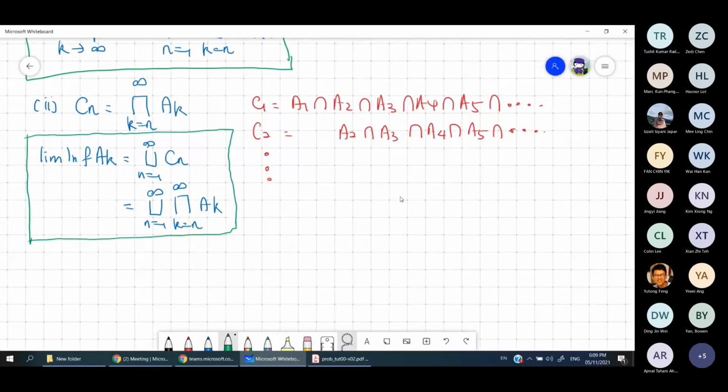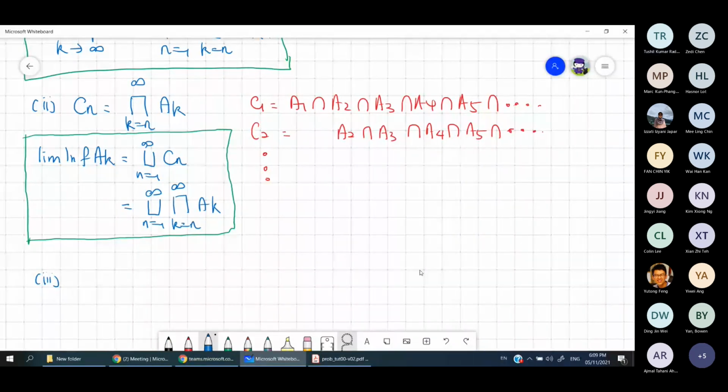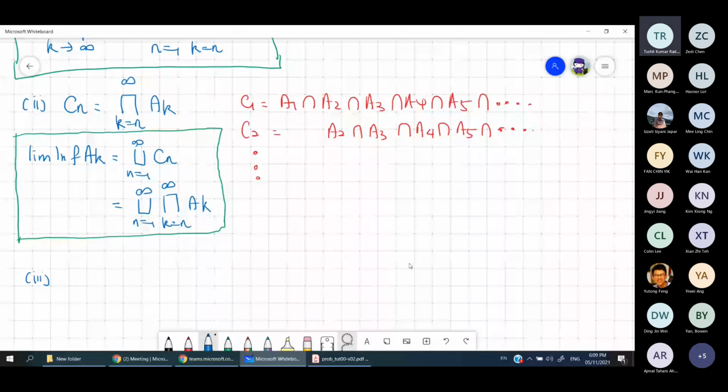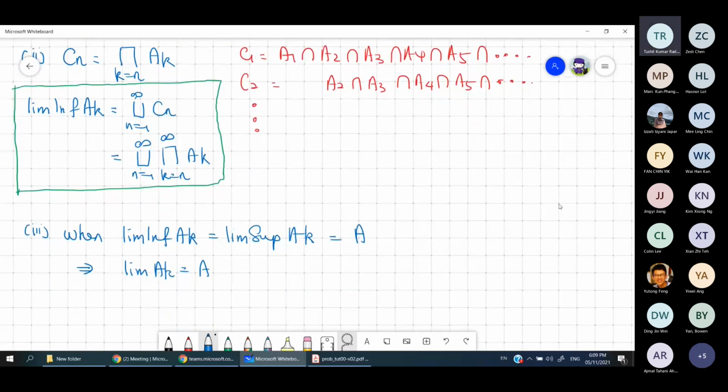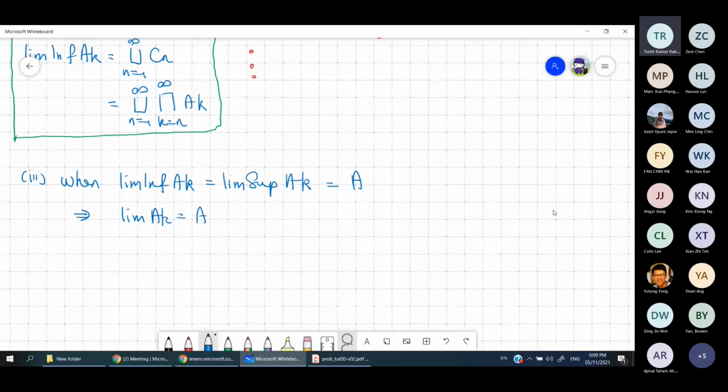Okay, and number three, we can use the limit infimum and limit supremum to define what is meant by the limit of a sequence. We say when the limit infimum of Ak is equal to the limit supremum of Ak, and this is equal to something, let's call it A, then we say that the limit of Ak is equal to A. If these two are not the same, we say the limit does not exist. So that's how we define the convergence of a sequence of sets, or the limit of a sequence of sets.